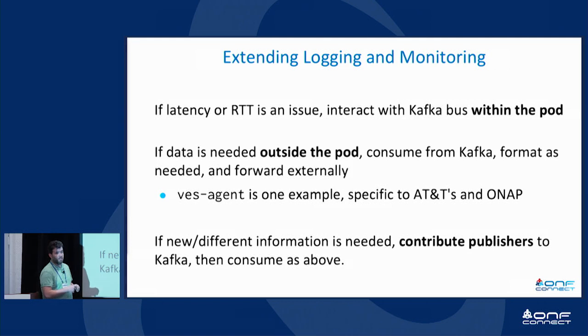There's a VES agent that one of the people at the AT&T Foundry wrote that's specific to AT&T and ONAP that takes data off of our Kafka bus, formats it, and sends it upstream to ONAP. If you need different information than is available, figure out a way to either publish it out of an existing component or contribute a new publisher to Kafka. It's pretty simple to do. The APIs are really obvious. It's publish message, feed it some JSON, and away you go.